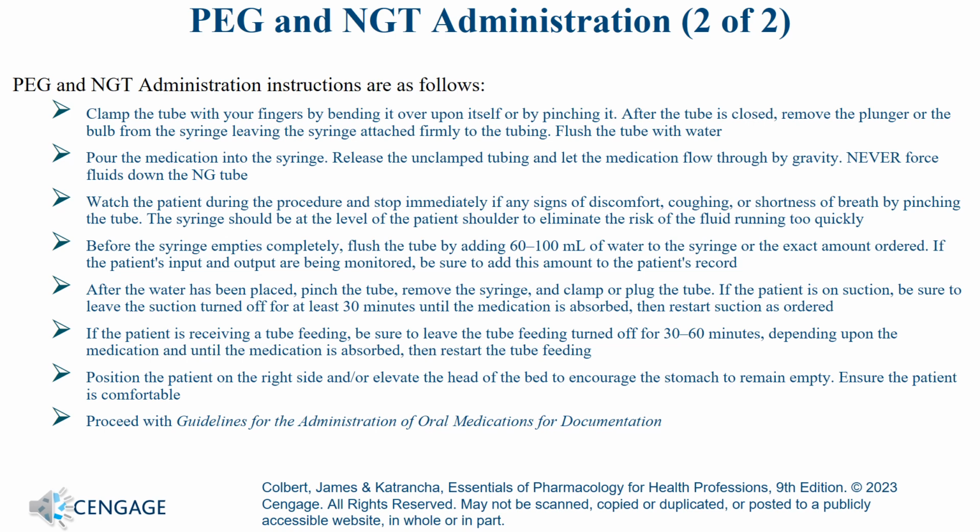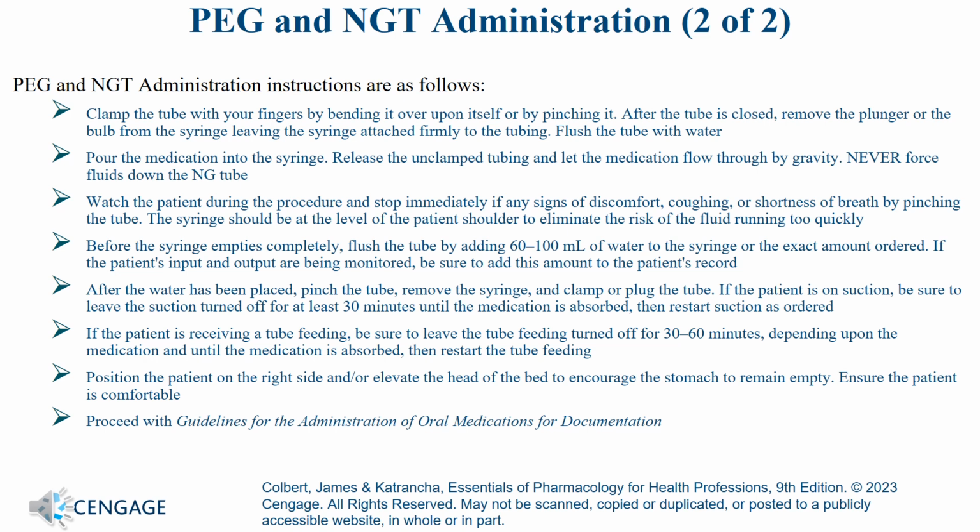We want to clamp the tube with your fingers by bending it over upon itself or by pinching it. After the tube is closed, remove the plunger or the bulb from the syringe, leaving the syringe attached firmly to the tubing. Flush the tube with water. Pour the medication into the syringe, release the unclamped tubing, and let the medication flow freely by gravity. You never ever want to force the fluids down the NG tube.